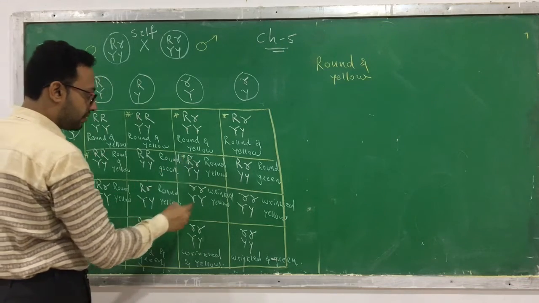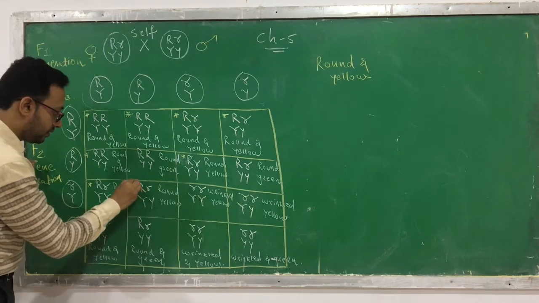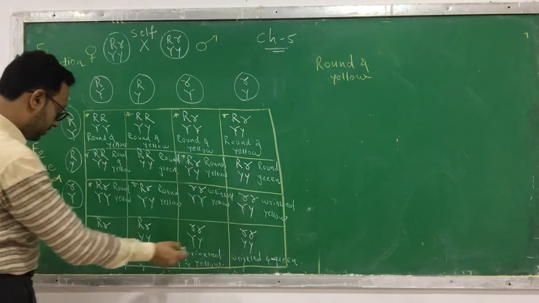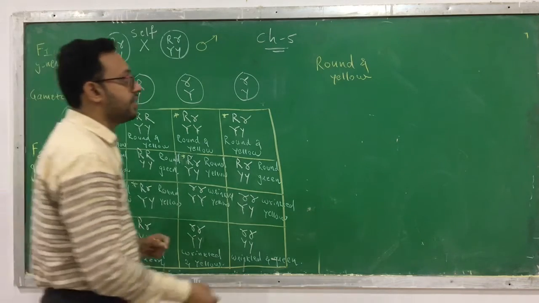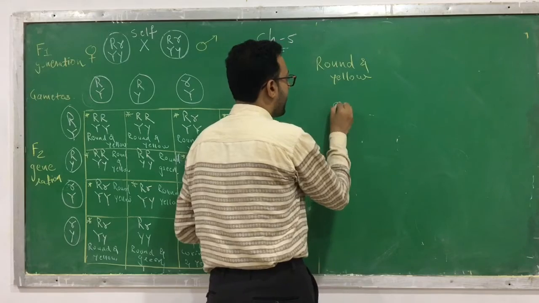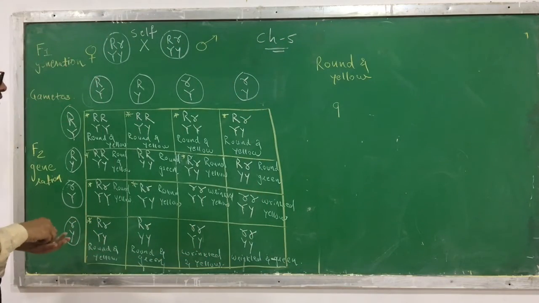Sixth, seventh, eighth, nine. So there are nine round and yellow. How many round and yellow? 9. 9 are round and yellow. Clear? Okay. Now we count the another one.